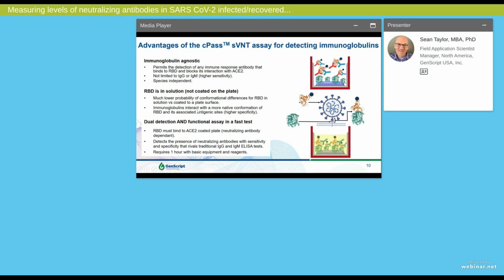The other final advantage of this test, obviously, is that it's a dual detection and functional assay. So this test not only has greater sensitivity and specificity than traditional serology tests, but it also tells you something about the function of the antibodies in their ability to block the binding of RBD to the ACE2 receptor, defining these antibodies as neutralizing. So this is another great advantage of this test, because neutralizing antibodies are in fact what we're really interested in when it comes to infection, because those are the protective antibodies that prevent us from having the virus propagating in our cells.